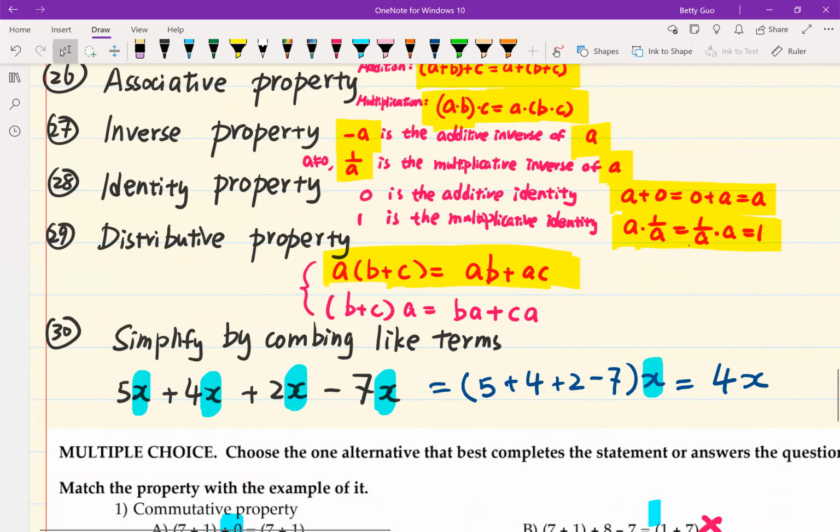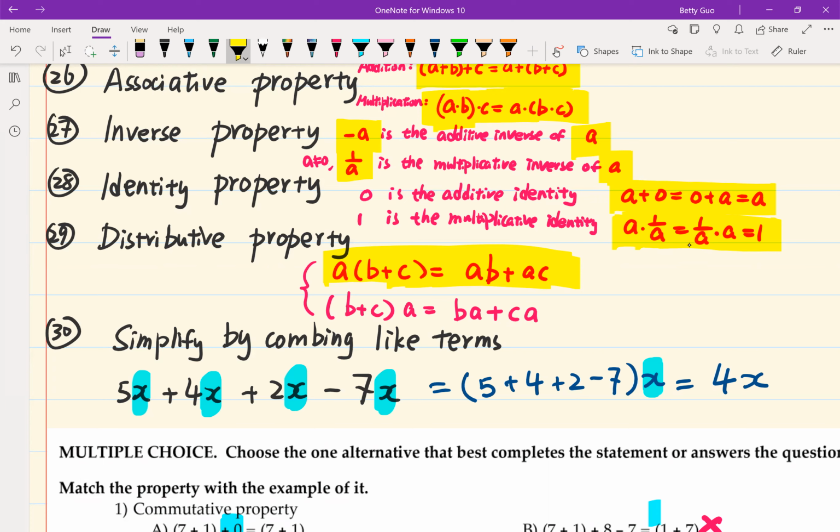The last problem, 5x plus 4x plus 2x minus 7x. We need to simplify the expression by combining like terms. Let's recall the definition for like terms. Like terms are terms whose variable parts are exactly the same. We have 4 terms here. Their variable parts are the same, x. So they are all like terms. We combine like terms by combining their coefficients.